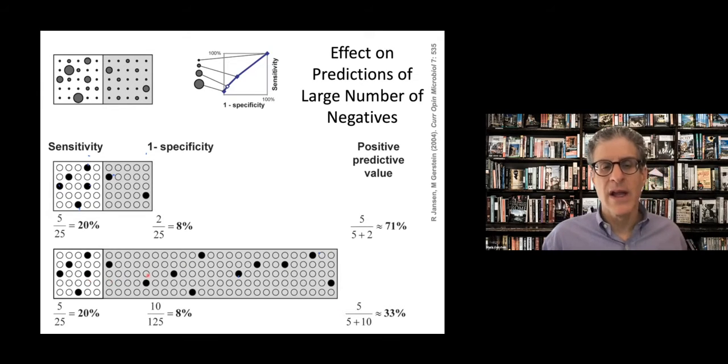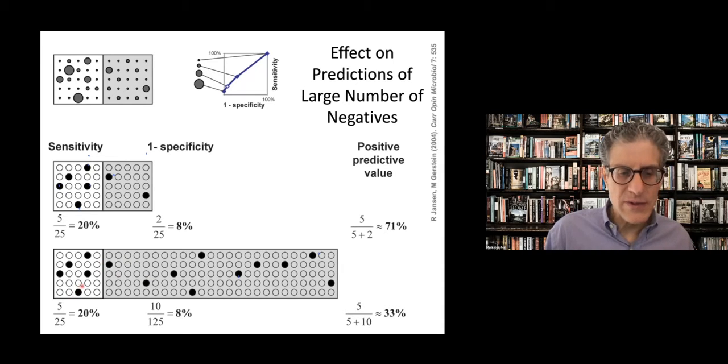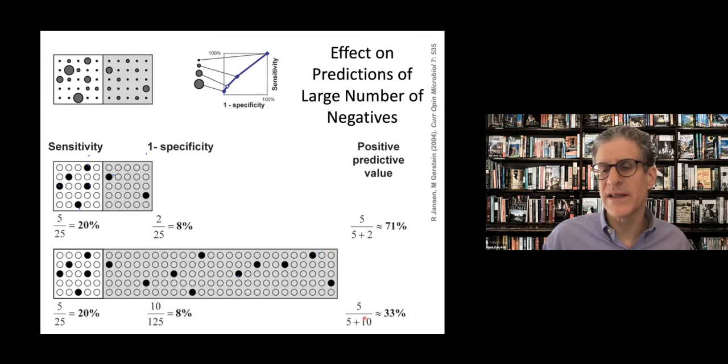So now we imagine we have a data set that looks like this. We still get our 5 positives correctly over the 25 real ones. We get a sensitivity of 20%. But what's interesting here is since our negative set has increased so dramatically, our specificity, our error rate, is still about the same. We're emitting the same number of false positives relative to the number of true negatives at a pretty constant rate of 8%. But notice how our positive predictive value has fallen.